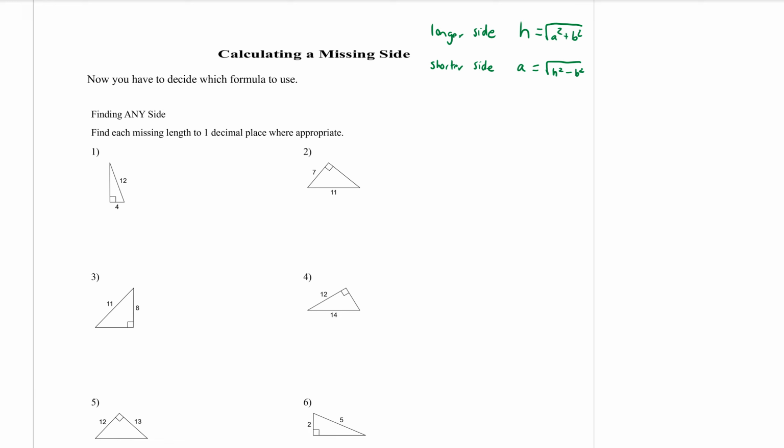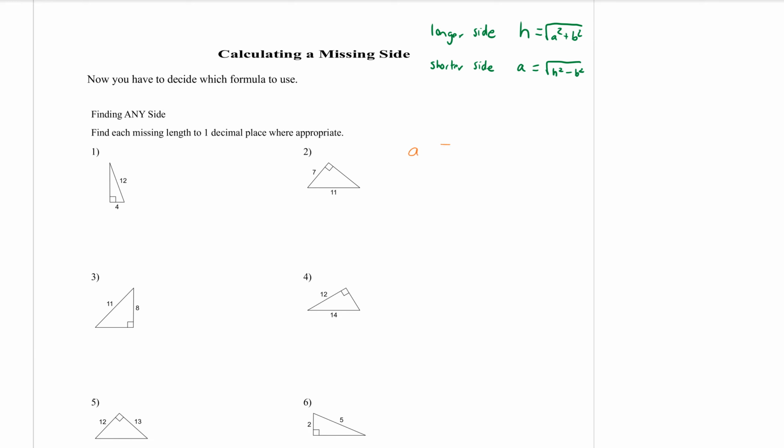So when I look at this question, I have my right angle here, and I have one side next to it, and I'm missing the one on the other side. That's going to be one of the shorter sides. The right angle connects the two shorter sides. So if one of those is missing, I need to use my shorter side formula. Write it down every time. So it's the second one there.